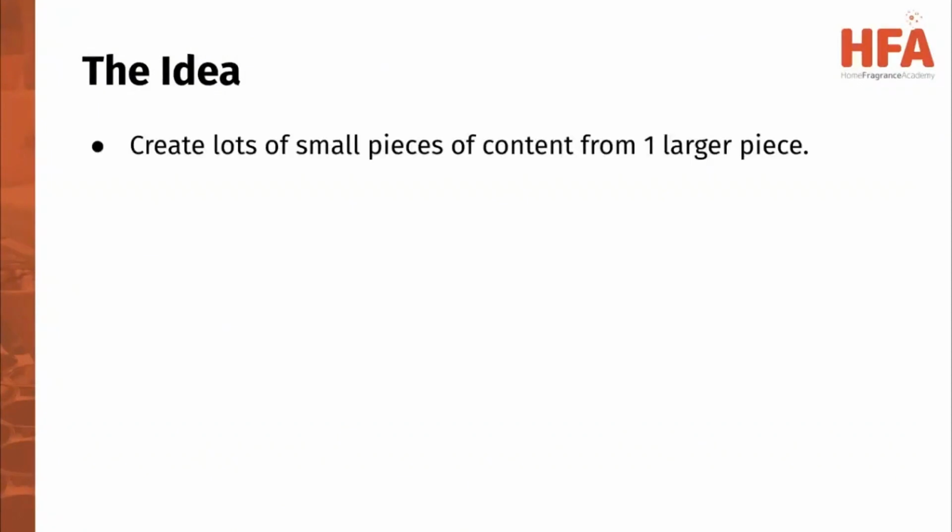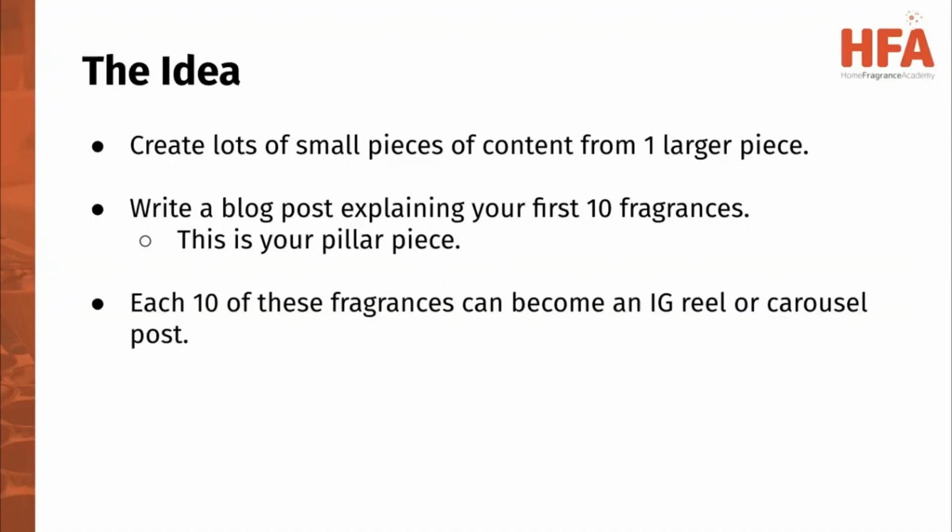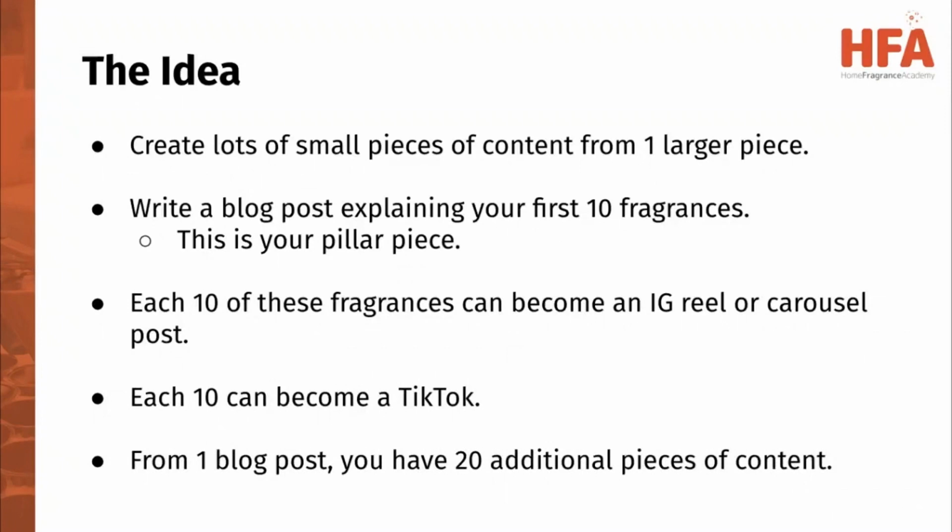So the idea is you can create lots of small pieces of content for social media from one large piece of content. So for example, you can write a blog post explaining 10 fragrances. It could be your first 10 that you launched. It could be 10 from a particular collection. Whatever it is, you write a blog post on that. That is your pillar piece of content. Then each of those 10 fragrances that you talk about can become an Instagram reel or a carousel post. Then each of those 10 can become a TikTok. So therefore, from one blog post, you have 20 additional pieces of content straight away. So you can see how that works.